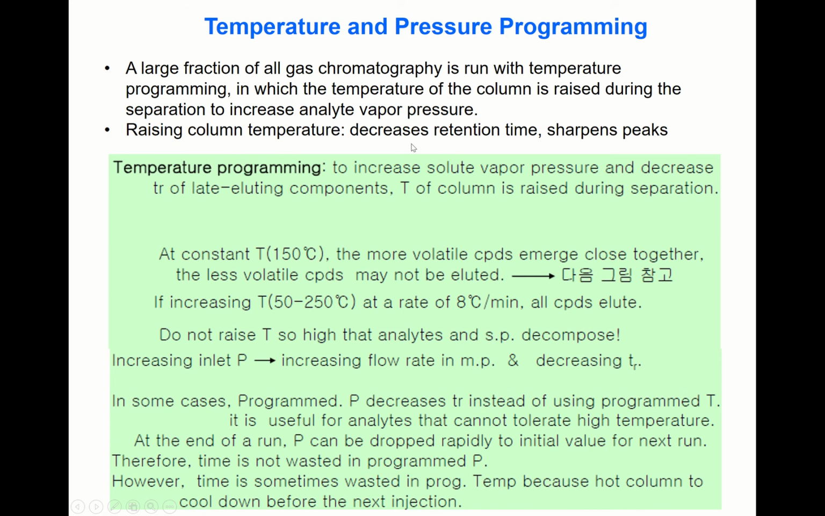If you don't increase temperature, and you maintain constant temperature, sometimes it will take more than an hour to elute all the compounds. But with temperature programming, one run of chromatography will be quite short. So temperature programming is to increase the solute vapor pressure. If you increase temperature, vapor pressure also increases, and it decreases retention time of late eluting components.